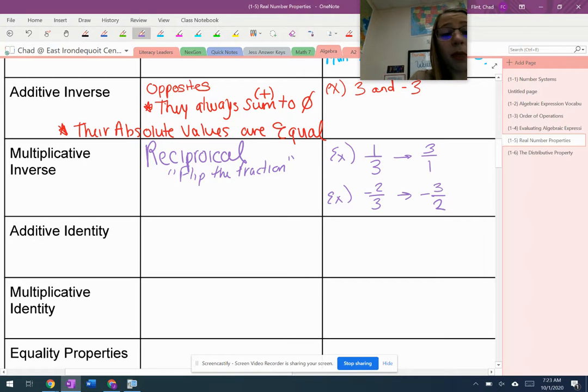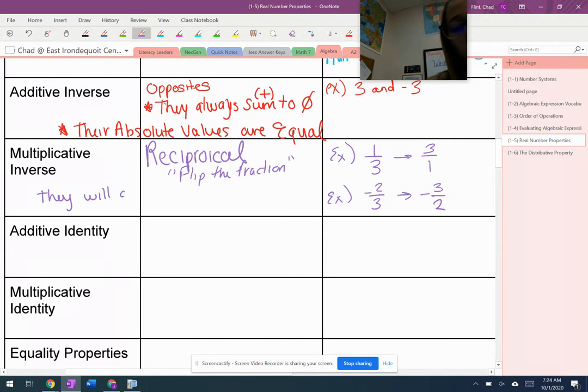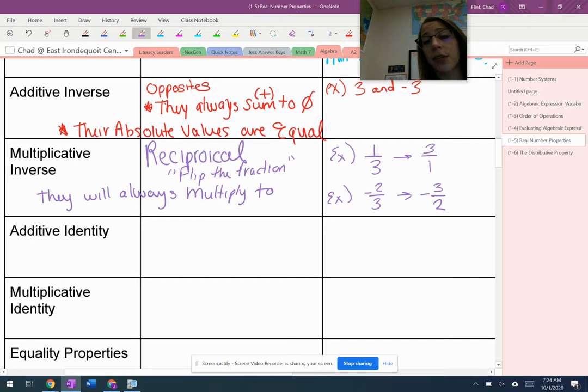And with your multiplicative inverse, they will always multiply to, what happens if I multiply 1/3 times 3? Well, 3 times 1 is 3, 3 times 1 is 3, 3/3 is 1, so a number and its multiplicative inverse are always going to multiply up to 1. Just like a number and its additive inverse will always add to 0. Same kind of thing there.